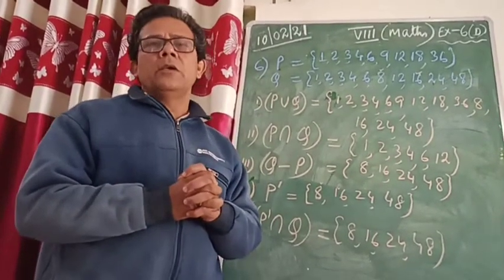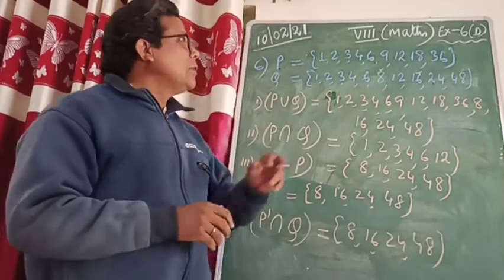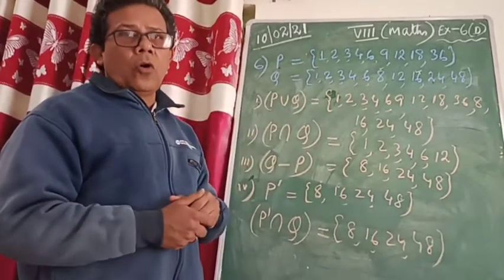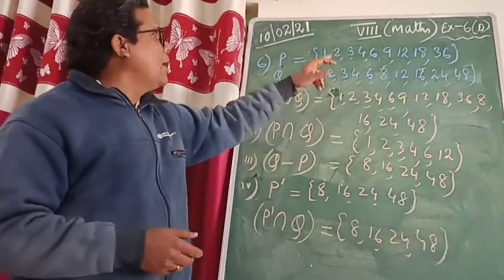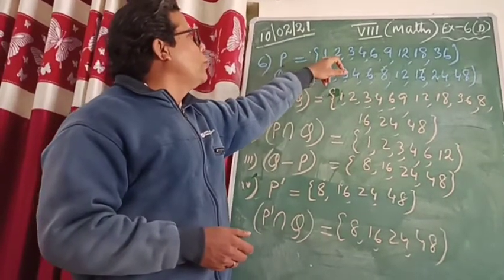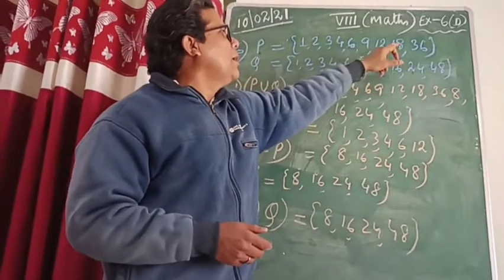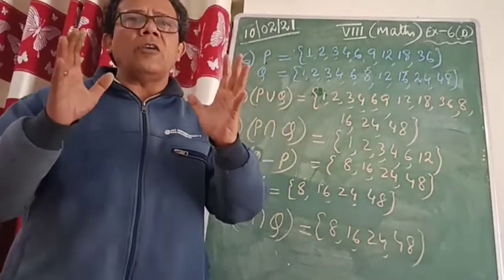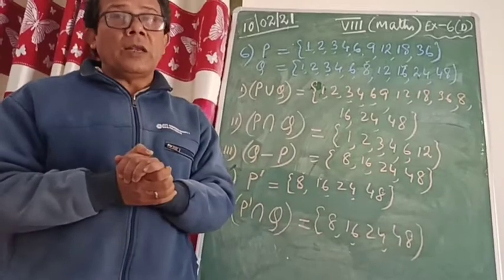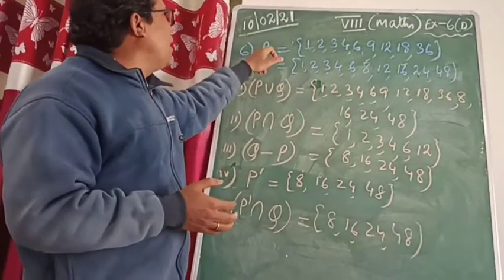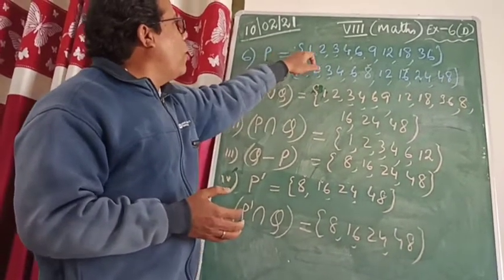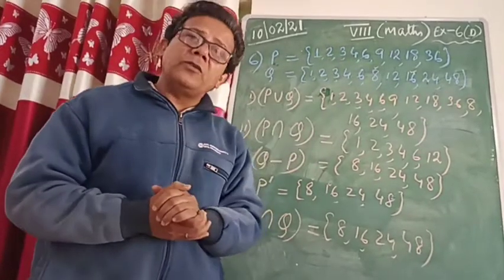Factors means all the numbers by which 36 is divisible. All those numbers you write. So I have written here, 36 is divisible by 1, 2, 3, 4, 6, 9, 12, 18, 36. So these are the factors of 36. That means the elements of set P are all those factors of 36.